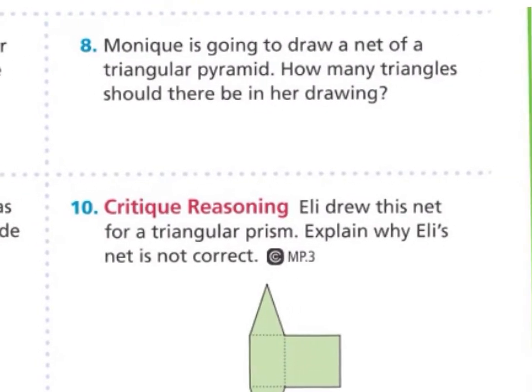Number 8, Monique is going to draw a net of a triangular pyramid. How many triangles should there be in her drawing? A triangular pyramid is a pyramid, so it comes to a point, and triangular means the base is a triangle. So we would need 1 triangle for the base, and then since the triangle has 3 sides, we would have 3 triangles going up to the point on the top. So 1 base plus 3 on the sides would mean 4 triangles.